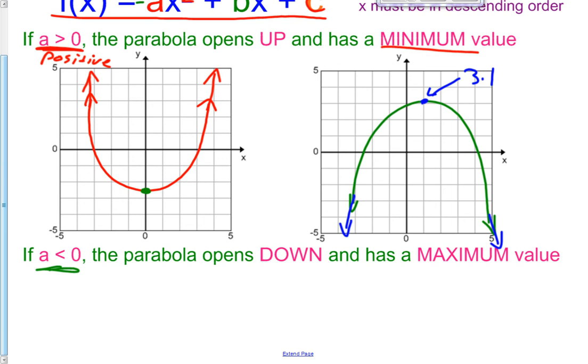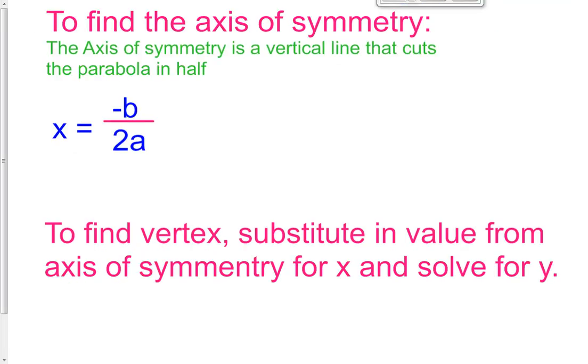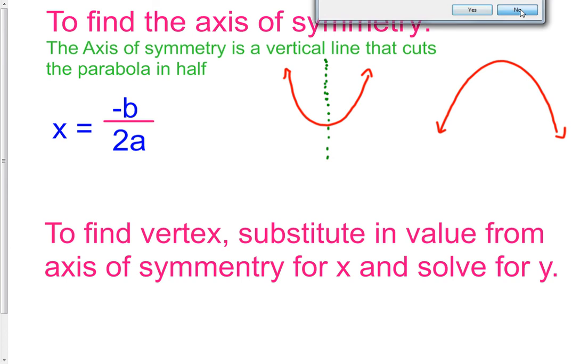So those are a couple terms that we're going to need to know for this chapter. Some more terms are the axis of symmetry and how to find it. It's a vertical line that cuts the parabola in half. All of our parabolas are symmetrical, which means the right side is the exact same as the left side. Here is an example of a parabola. If I were to draw the line of symmetry and fold my parabola right on it, the right side and the left side would be the exact same.